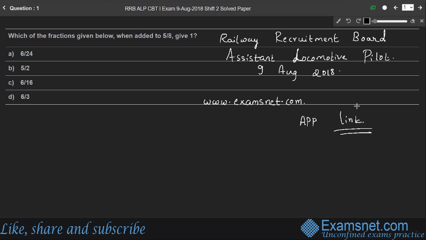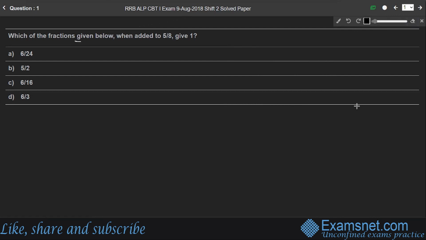Let's begin with question number 1. Which of the fractions given below when added to 5 by 8 give 1? So when a fraction is added to 5 by 8, the sum becomes 1. Let the fraction be x. Therefore, x plus 5 by 8 is equal to 1.